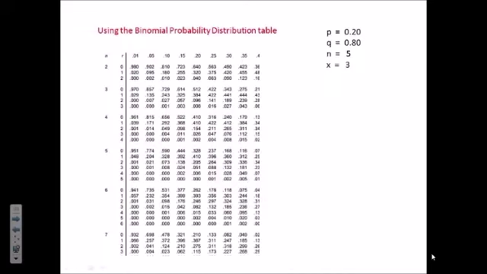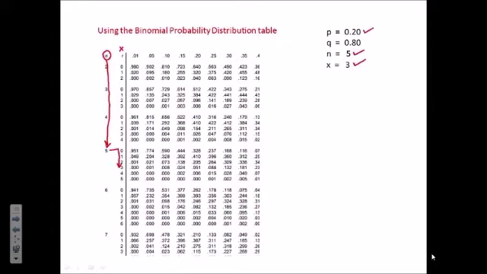First of all, using the binomial distribution table, N is the number of repetitions. We see that N is 5. So we go down this column to 5. Now this table says R. I like to use X instead of R. X is 3, the number of successes. So from the 5, we go down to 3.